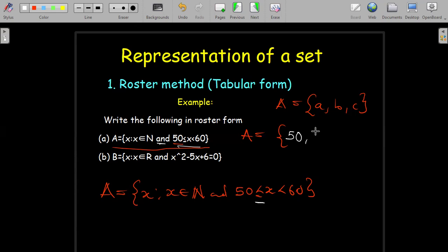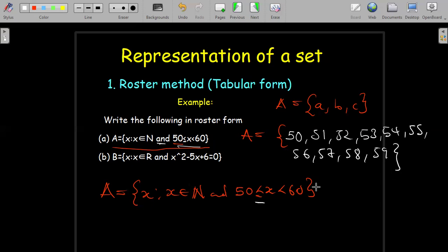So we have 51 here, 52, then 53, 54, 55, then 56, 57, 58, then 59, because here it's strictly less than and there's no equal to sign. That's the reason why we list it like that. Okay, are we all together here?